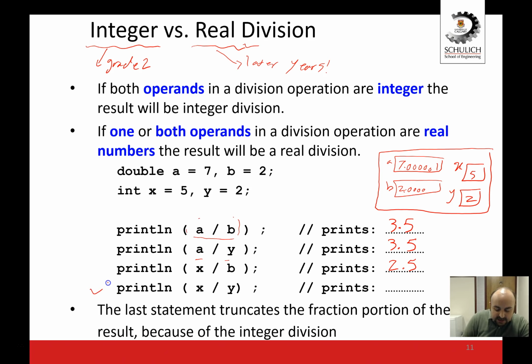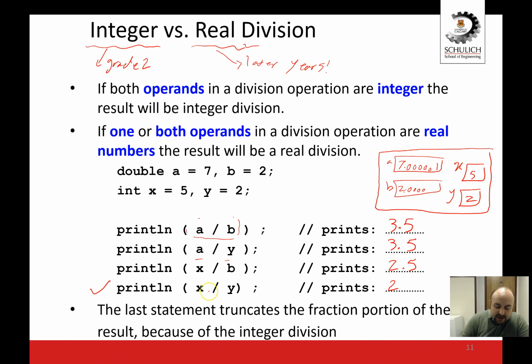This is the only case where I have an integer divided by an integer, and in this case it is an integer division. Just as you learned in grade 5, if you have 5 divided by 2, we didn't know decimals back then, and integers don't know decimals. So 2 goes into 5 2 times, and the answer is actually 2. The answer is an integer. Now there is a remainder, right? And that's where modulus comes in.